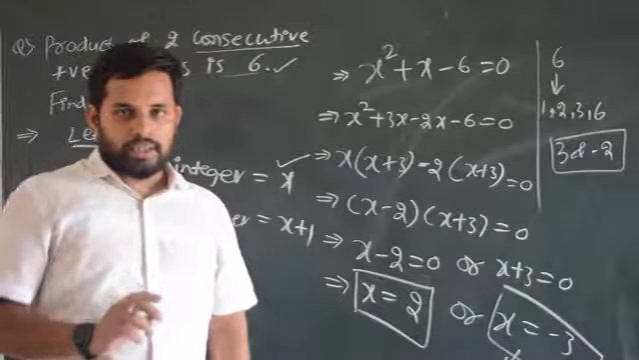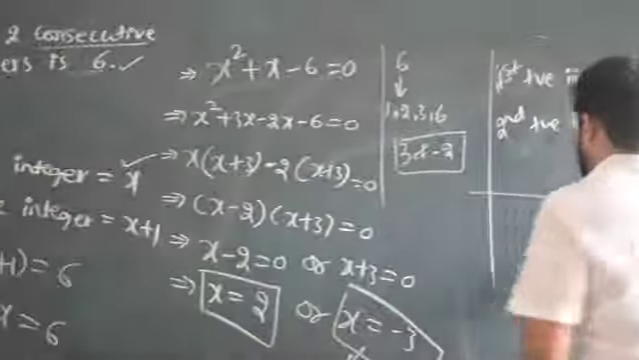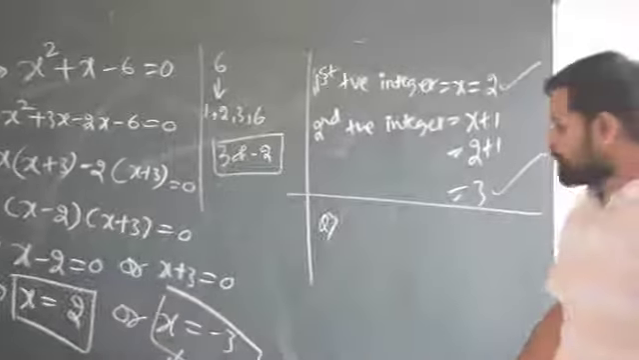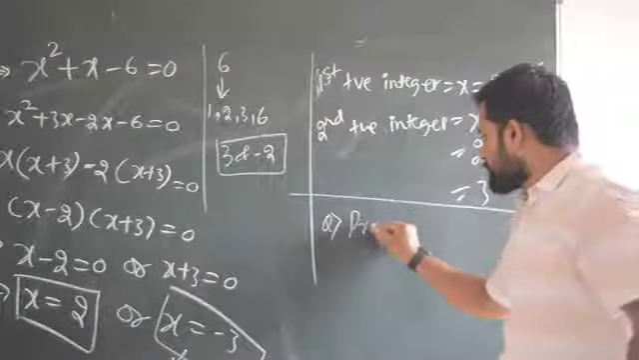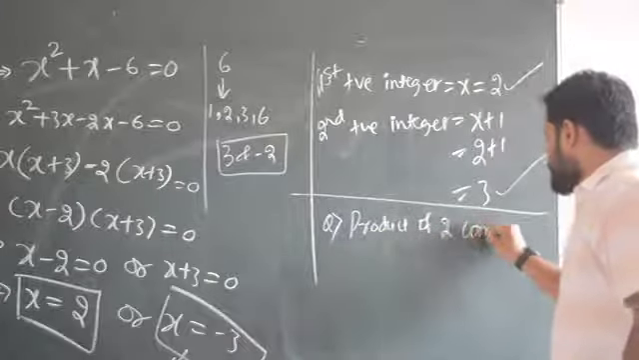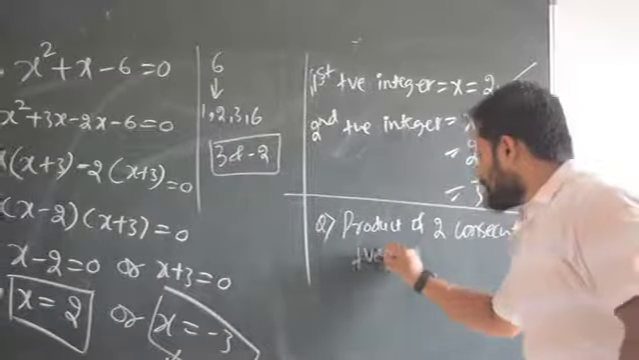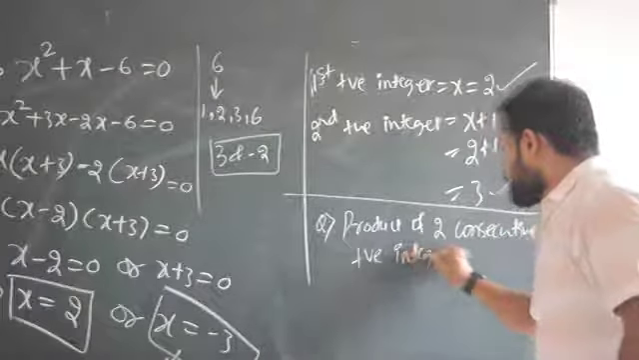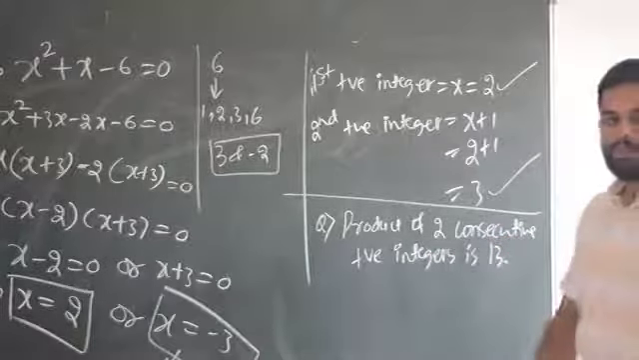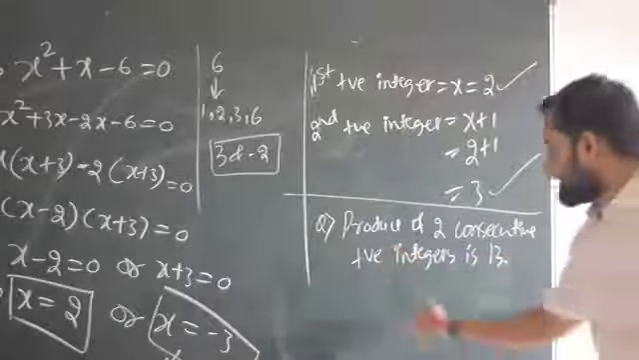What am I trying to say? For example, let us see how the situation may go wrong. Look at this, this corner is very important now. Product of two consecutive positive integers is 13. Product of two consecutive positive integers is 13. Find that.